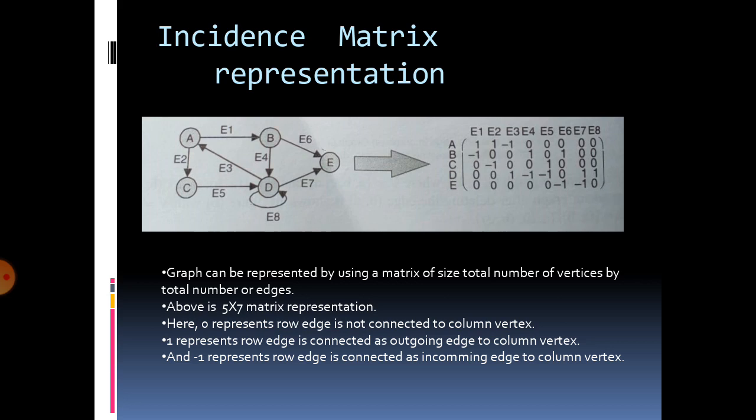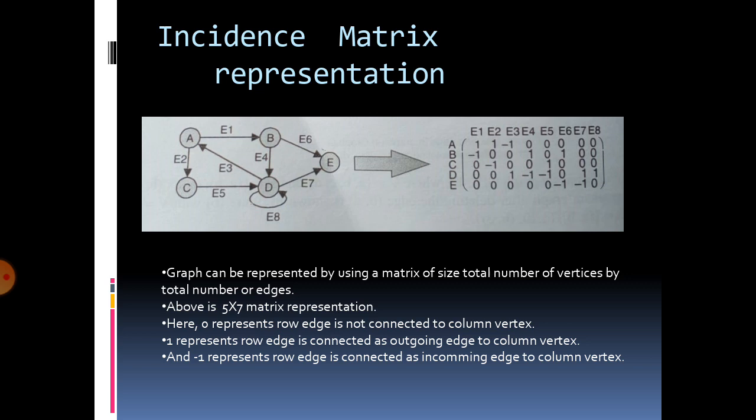Before, the representations were nothing but 0 and 1, as we learned in the adjacency matrix representation. But here we have 1, 0 and -1. What is that? Here 0 represents that the row edge is not connected to the column vertices. Here A to B has a connection, so E1 is an edge from A to B. Look at E1, A row: E1 is 1. Next, from A, E2 also has a connection, yes, 1. And E3, look, it is -1.